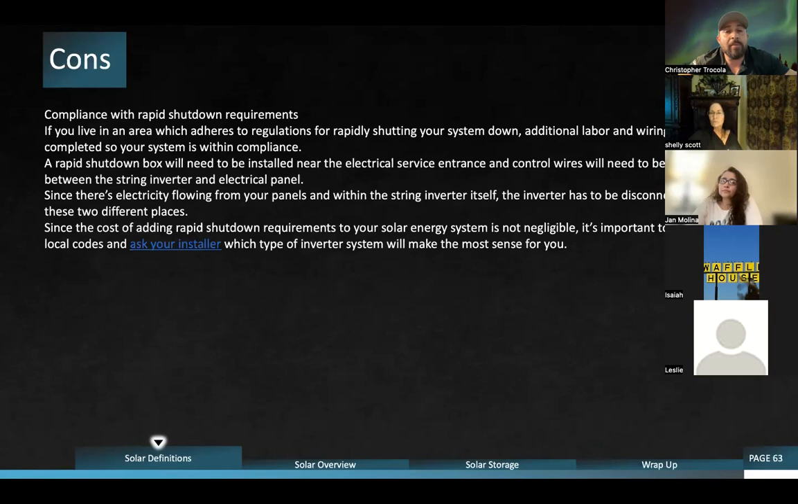Rapid shutdown requirements exist because what happens if power goes back to the grid and the worker's trying to work on it? It's not going to be very fun for the worker, right? They fry. They're going to fry. So we can't do it. It's also for first responders and firefighters. What happens if there's a fire and they need to get inside the house and there's electricity just randomly running through one of the circuits, right? It's going to be a problem. So it has to all be shut down.